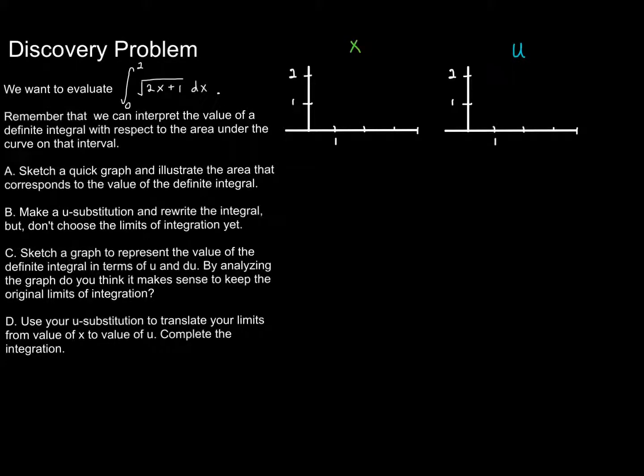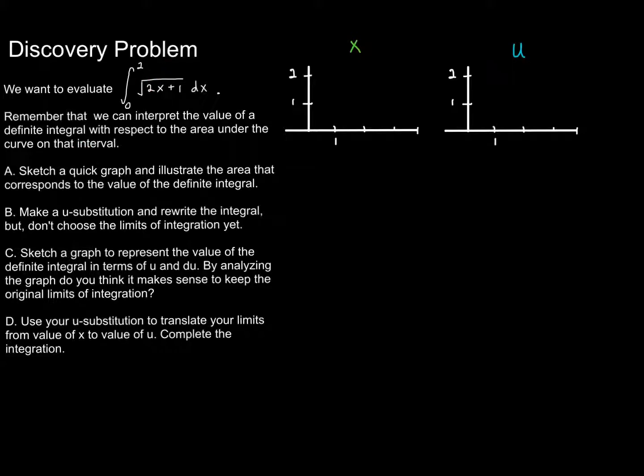Alright, so this seems like a rather long discovery problem, but you don't need to copy down any of this whatsoever. You just need to write down the integral that we are trying to evaluate and follow the instructions here. So our goal is to evaluate the definite integral from 0 to 2 of the square root of 2x plus 1 dx. Now remember that we can interpret the value of a definite integral with respect to the area under the curve of the function we're integrating on that interval.